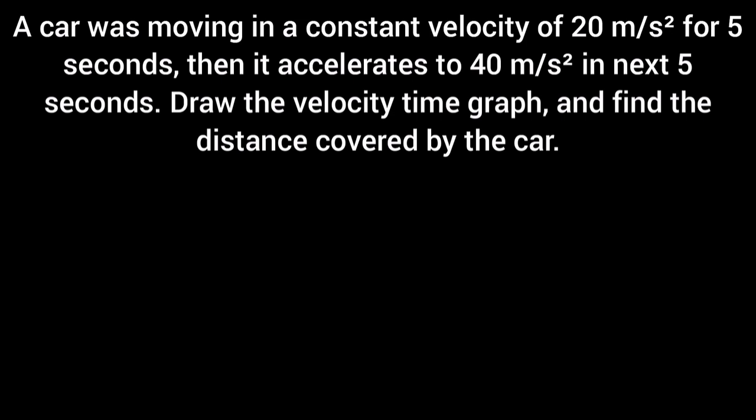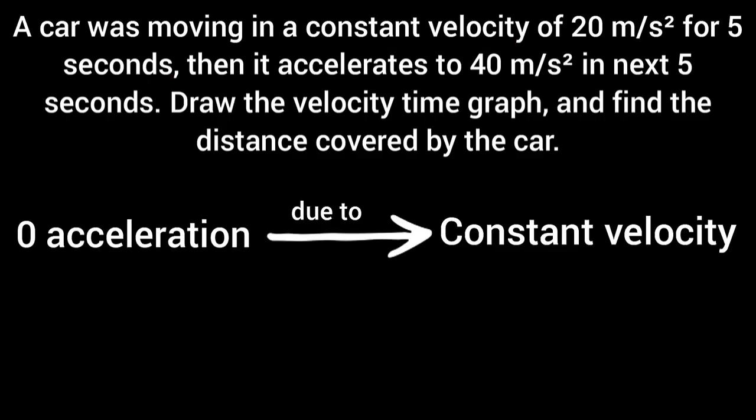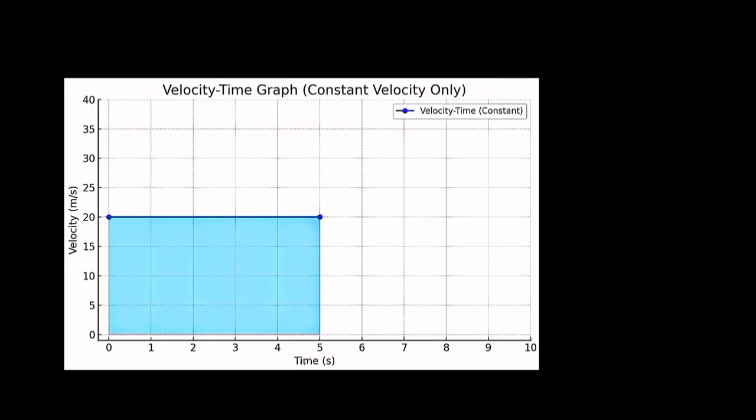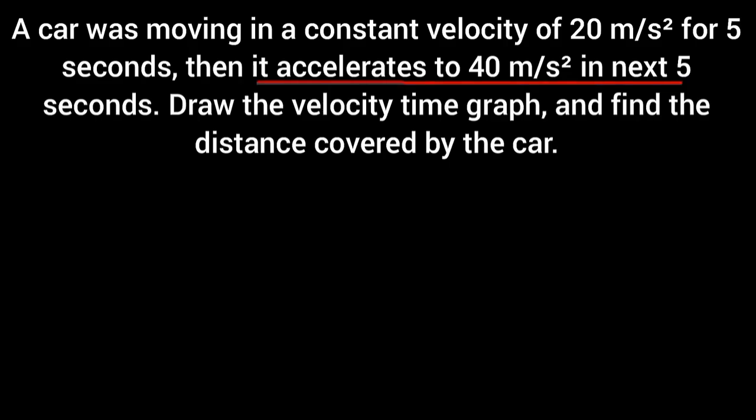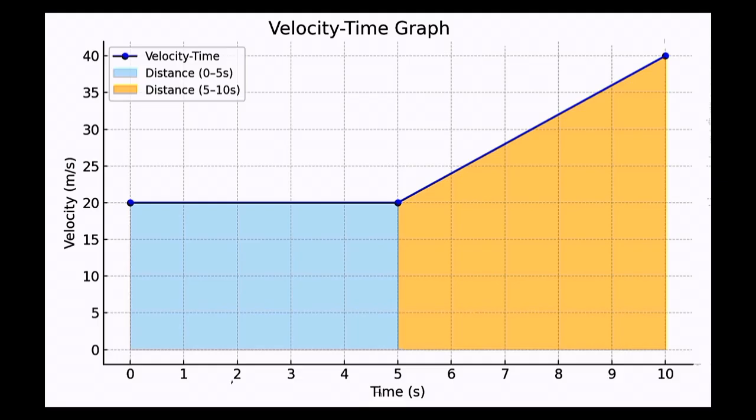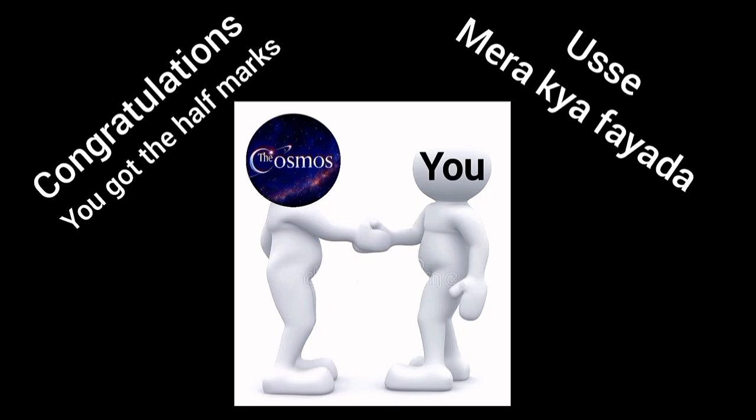Firstly, the car was moving in a constant velocity of 20 meters per second for 5 seconds, means zero acceleration, aka, straight line. Then the car accelerates uniformly to 40 meters per second in next 5 seconds. So, our graph would look something like this. Congratulations, you got the half marks.